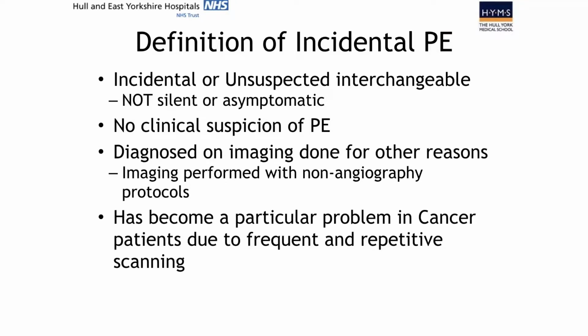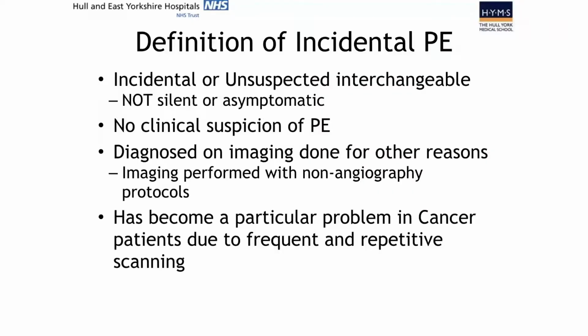It is diagnosed on imaging done for other reasons, and the imaging protocols are non-angiography protocols. But some of the CT scanners we have nowadays are 64-collimator scanners, which have a spectacular ability to opacify the vasculature of the lungs and pick it up. And it has become a particular problem in cancer patients because they get frequent and repetitive scanning.